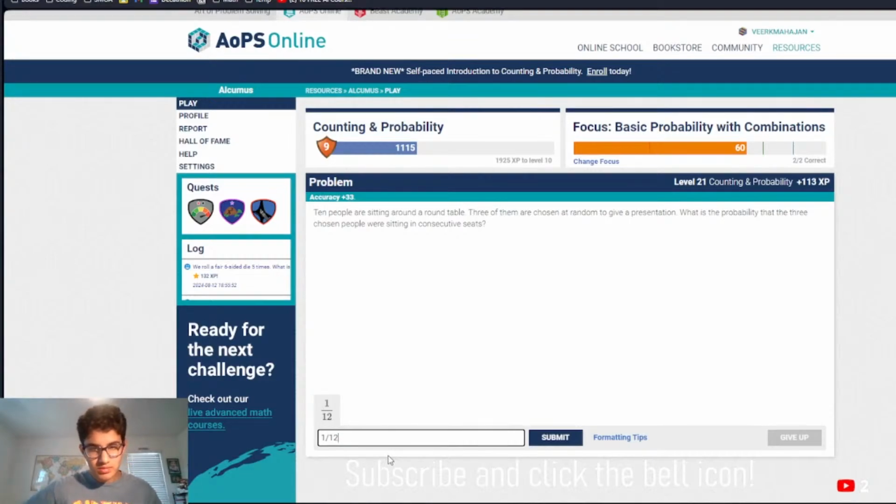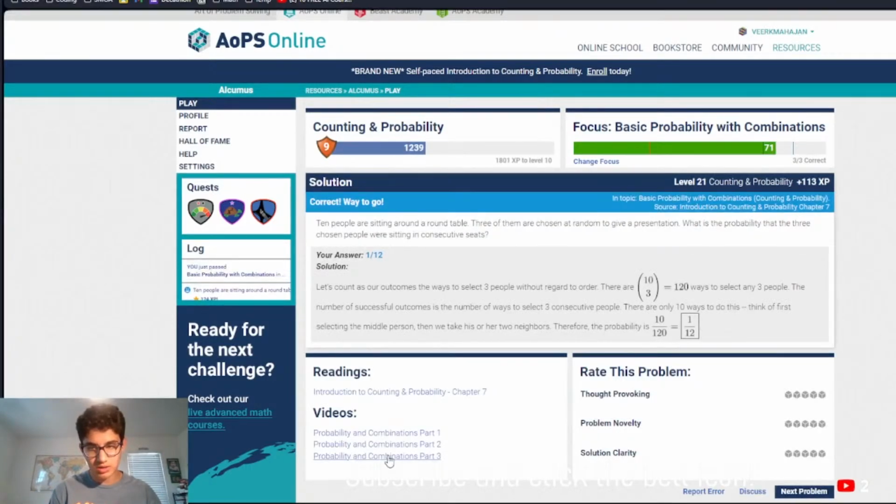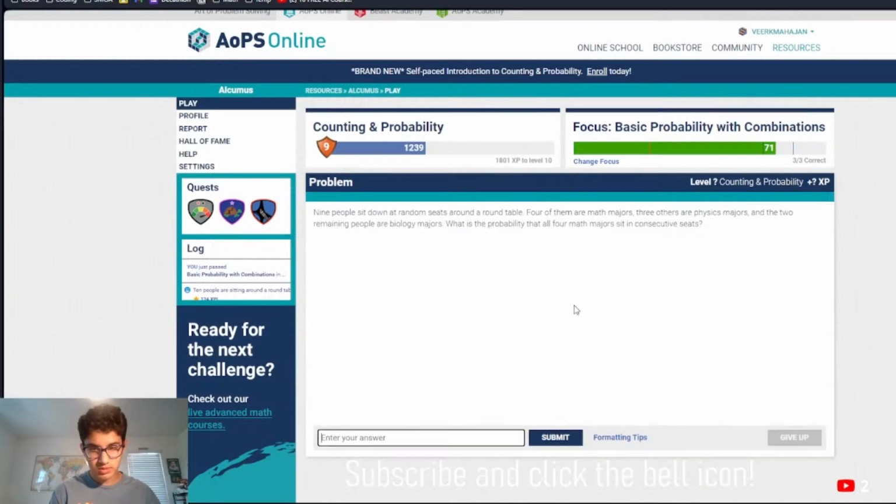Because they've said it's a round table, maybe that changes stuff. Let's try it and see. It should be right. Yeah, okay. I thought there was some trick and you had to do something special, but okay. And they said the same thing. They just pick the middle person and then take the two neighbors.